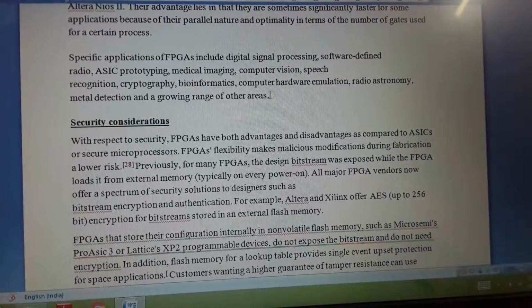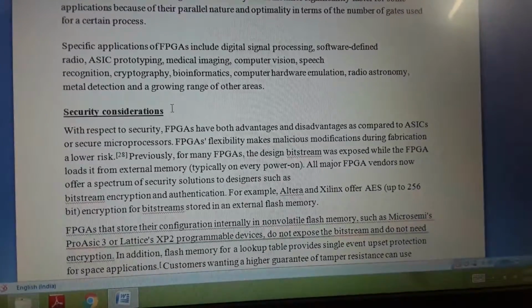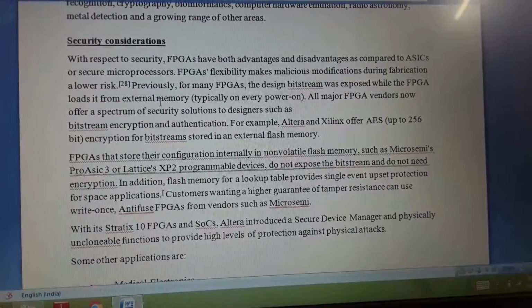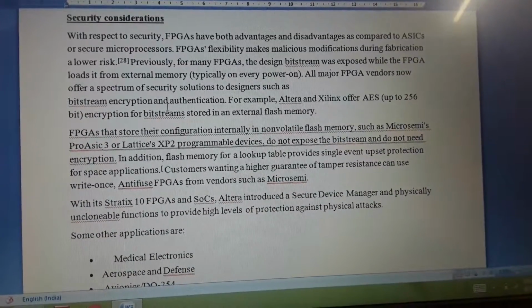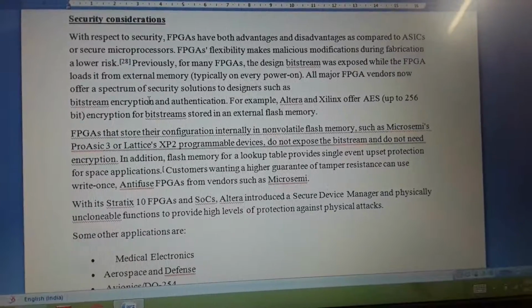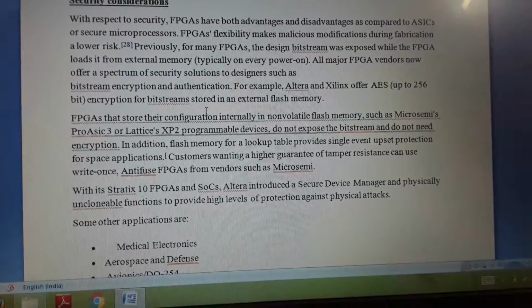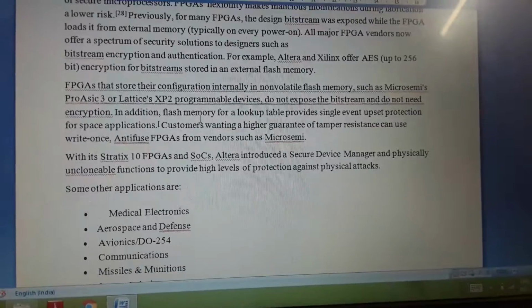Specific applications include digital signal processing, software defined radio, ASIC prototyping, medical imaging, computer vision, etc. For security considerations, FPGAs have both advantages and disadvantages compared to ASICs or secure microprocessors. These make malicious modifications during fabrication at lower risk.